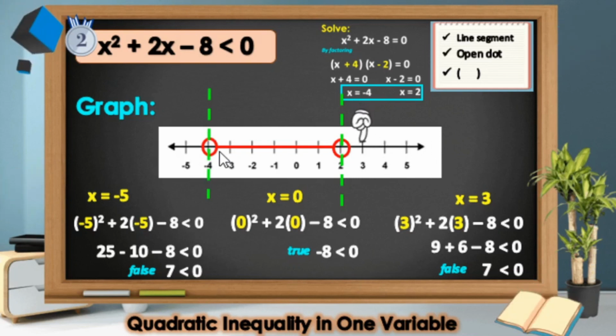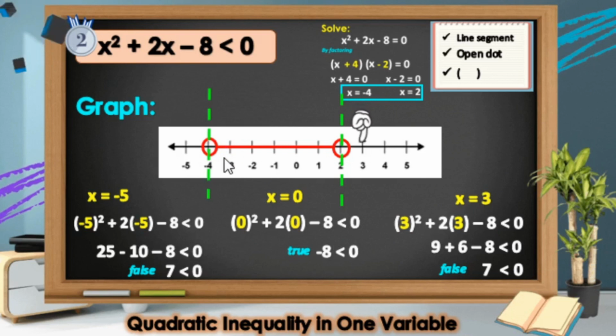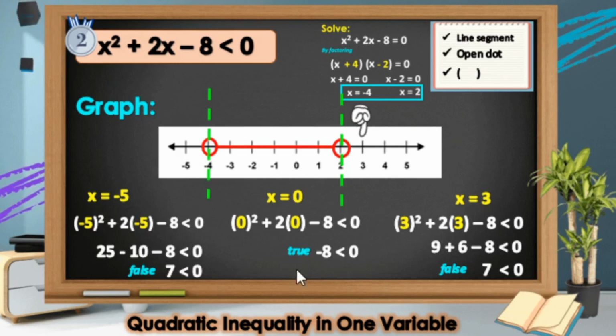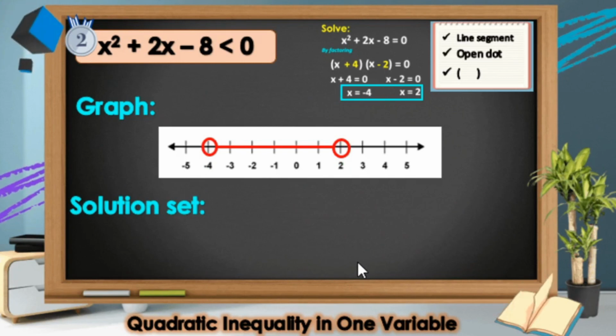So, ang solution lang natin ay negative 3, negative 2, negative 1, 0, and 1. Hindi kasama si negative 4 at 2. Bakit? Kasi nga, open dot yon. It means that this point, negative 4 and 2, are not part of the solution. Hindi sila included as solution. So, therefore, ang ating magiging solution set ay enclosed negative 4, 2.